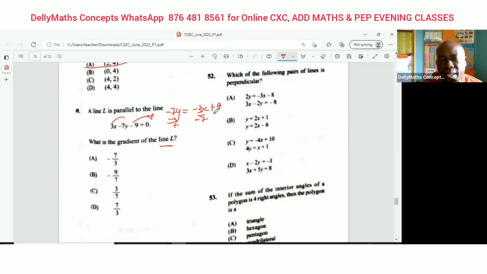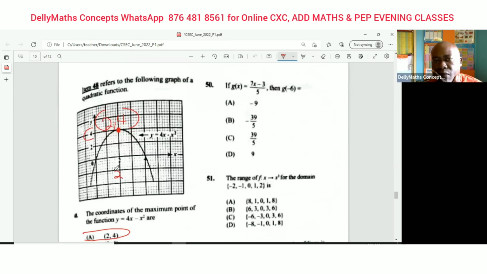So you could see the negative 7. So this is positive 3 over 7. When these two negatives clash here, we get positive. So the answer is positive 3/7, which is this. So the answer is C. Looking for the answer there at C.